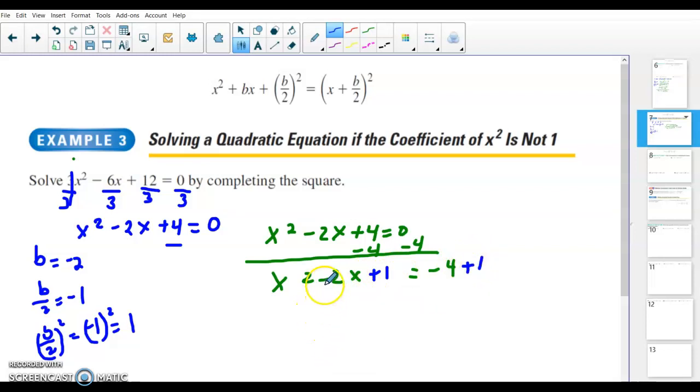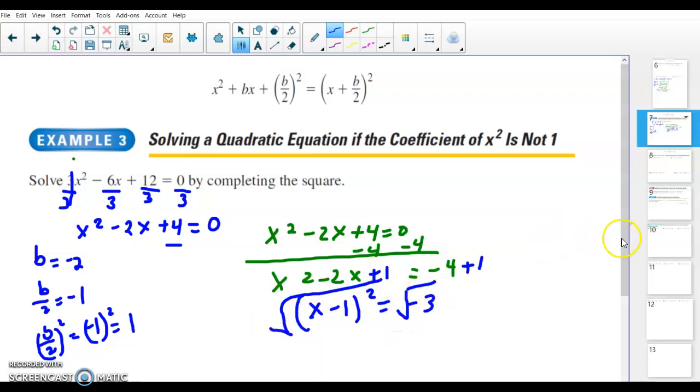So this is all the same procedure that we did last time. We now replace this with x plus b over 2. But what's b over 2? It's a negative 1. So x minus 1 squared equals, and on this side, we end up with negative 3. All right, so we're going to take the square root of both sides.